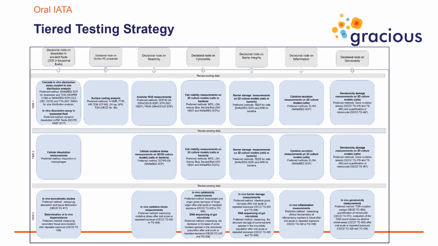This is one of our tiered testing strategies. This one's again for the oral route of exposure. So we have the decision nodes along the top here from the IATA, and then tier 1, tier 2 and tier 3 on the side here. You can see that for every tier we always encourage the users to find existing data, and we suggest specific methods, standardized methods wherever possible for each of the tiers in order to generate the most relevant information.